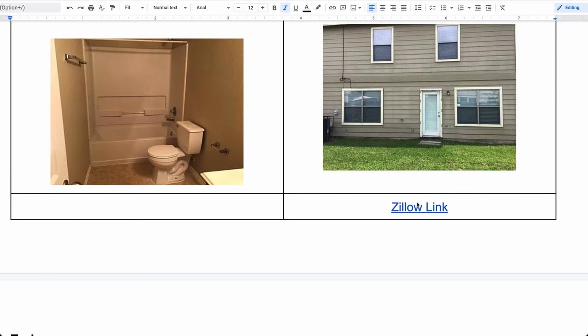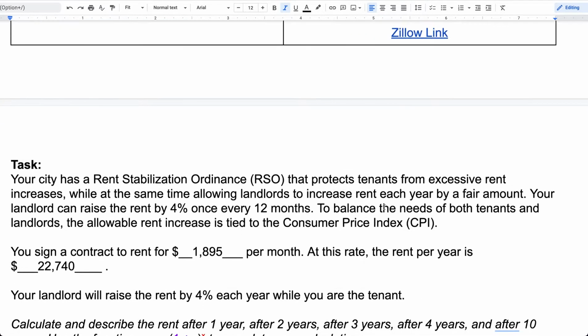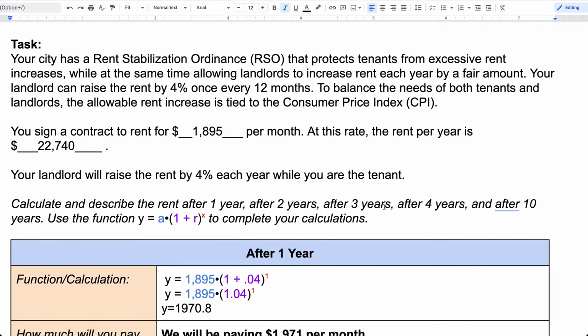Then you want to make sure to link your actual link from Zillow onto your document in the space around this area. So make sure to highlight the words click here on your document. It says click here versus Zillow link, and then go ahead and use the insert link button right up here and then paste the link from the Zillow website. Once you have that, you're ready to start the actual math calculations.